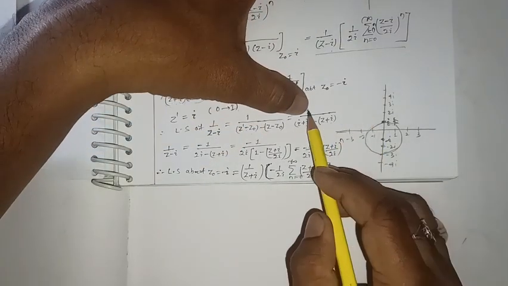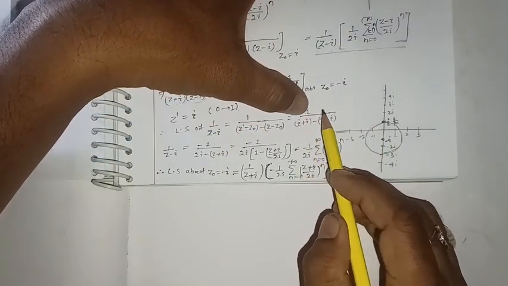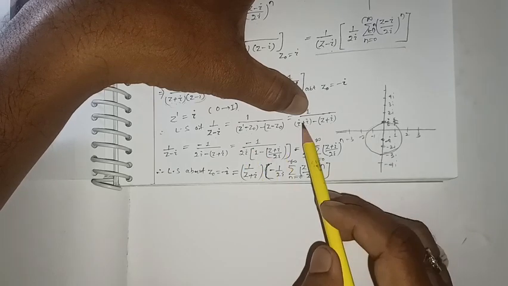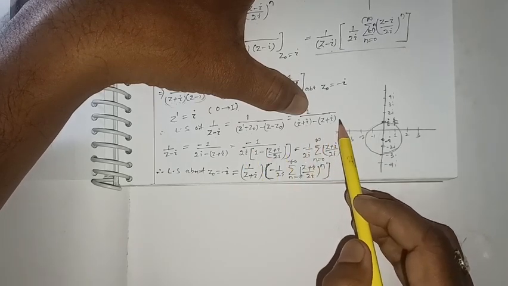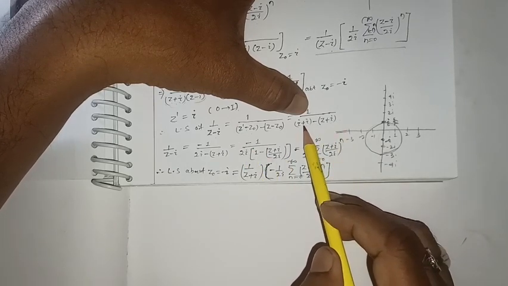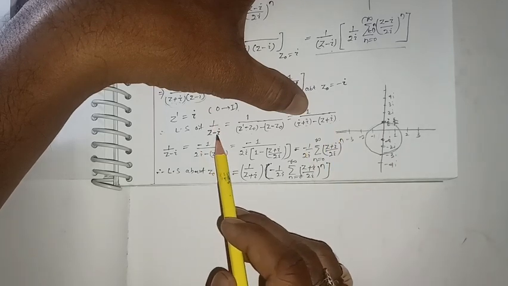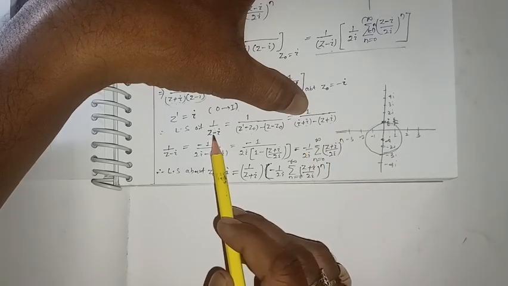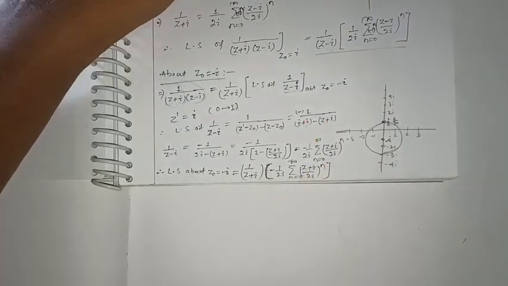Now you just compare 1 by this one is equal to this one. Compare: 1 by this will be 2I minus z plus I. That means 2I minus I, that means I minus z. But we have z minus I. 1 by z minus I is the original function. So what we have to do? We have to just multiply this one.